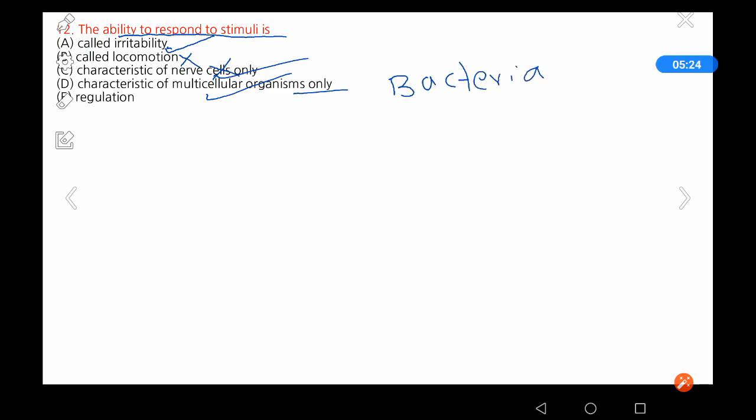For example, when we get a disease and take an antibiotic, bacteria can feel that antibiotic, or the bacteria can sense it. So it senses that there's a substance, there's an antibiotic, there's a drug in the blood or in the body, so they will respond to it. So it's also the characteristic of unicellular and multicellular organisms. Regulation means homeostasis. It's not responding to the stimuli, or we can say regulation is maintaining the body at the optimum condition. So the answer for the question is A. A is the answer for this question.